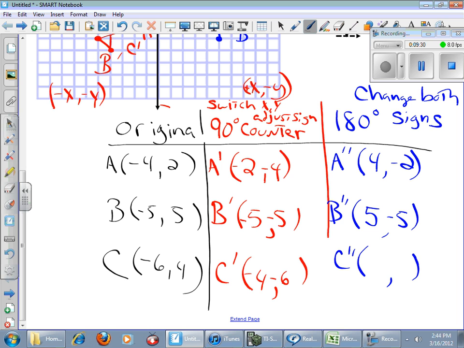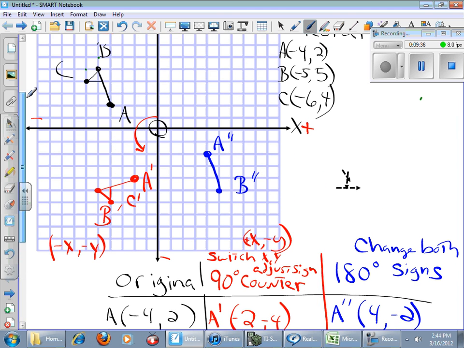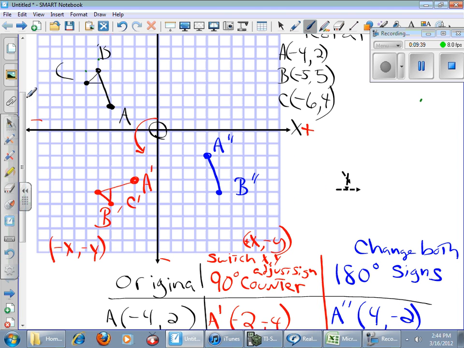All right, C, both signs are going to change. I'm going to get (6, -4). So 1, 2, 3, 4, 5, 6, 1, 2, 3, 4. And there is C double prime. B goes to C, and C goes back to the pole. And there you have it.